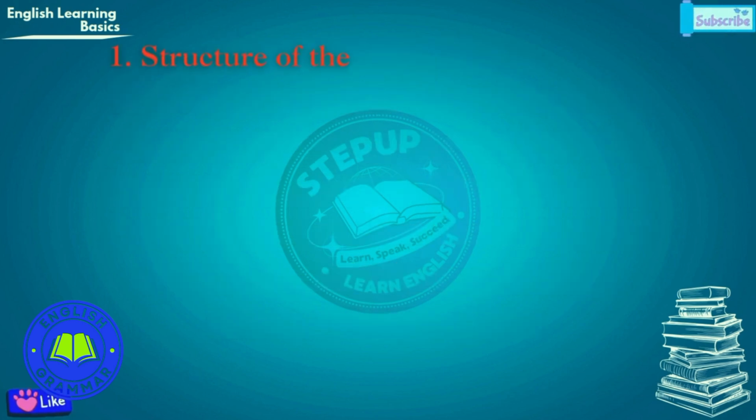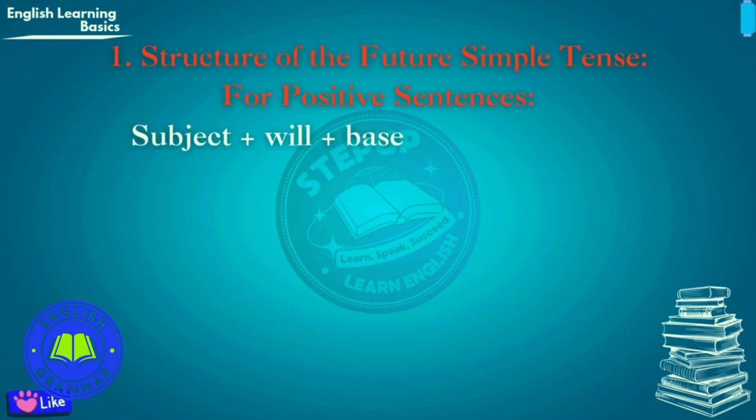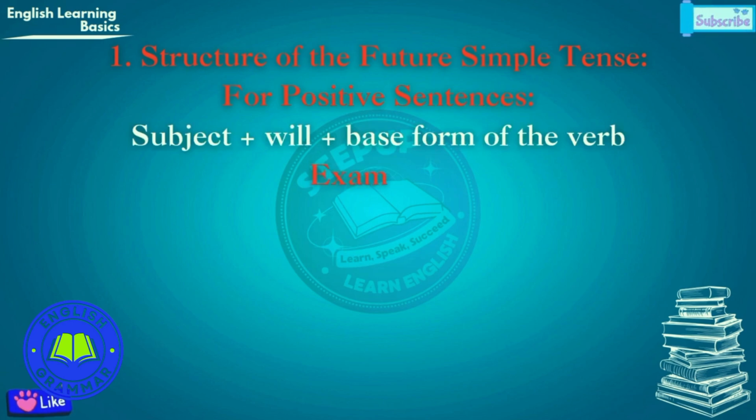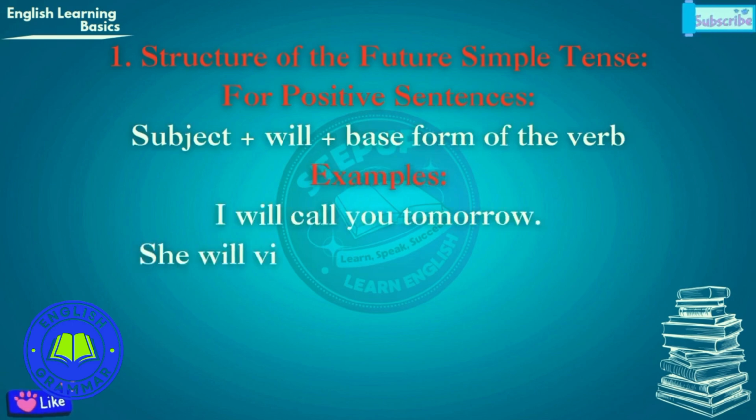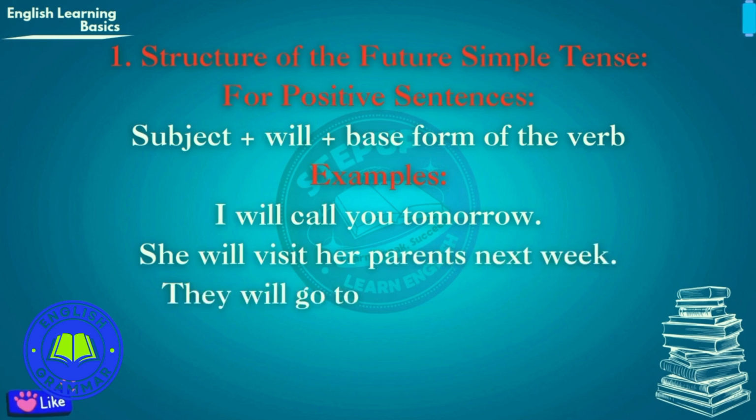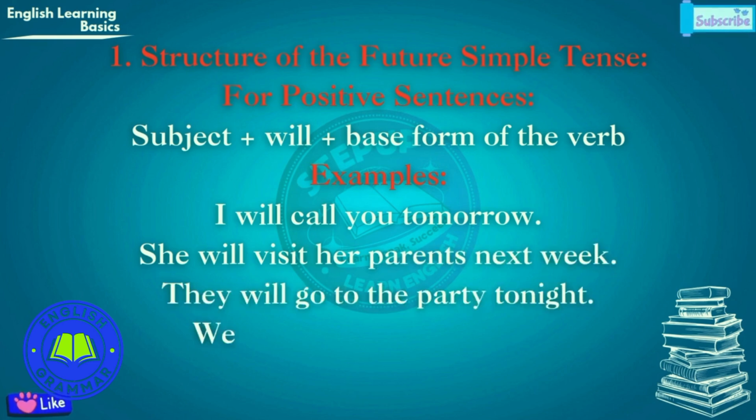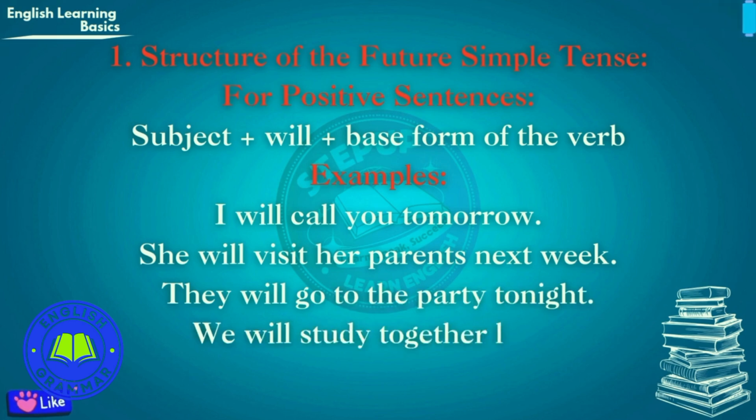1. Structure of the future simple tense for positive sentences: subject plus will plus base form of the verb. Examples. I will call you tomorrow. She will visit her parents next week. They will go to the party tonight. We will study together later.